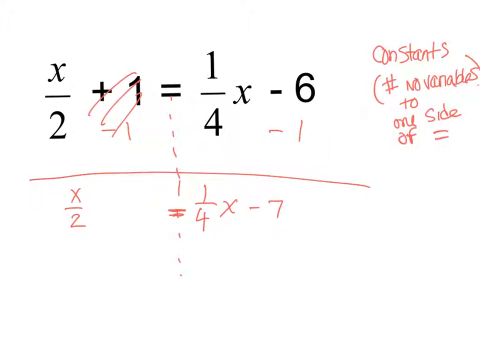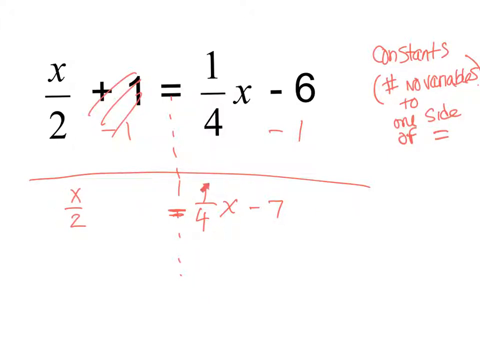Now that I have this, who is on the wrong side of the equal sign now? The 1/4 x, correct? I want to bring the 1/4 x, because he has an x, over to the other guy that has an x.